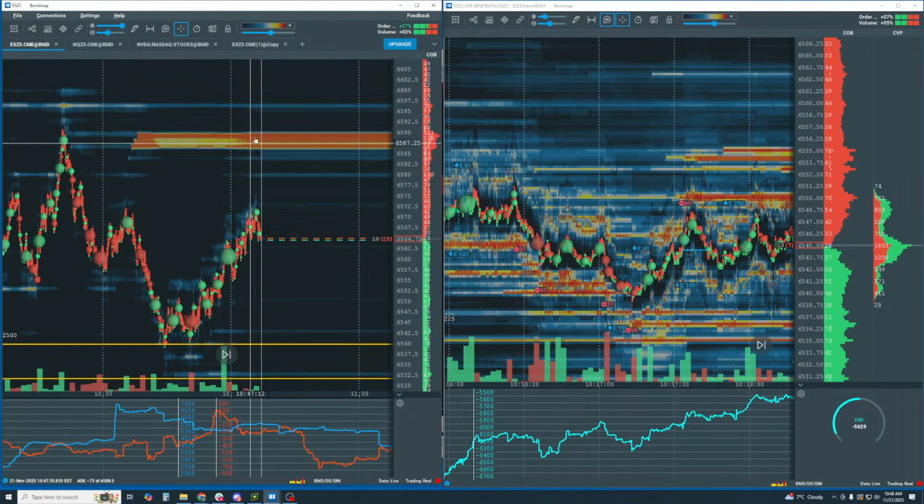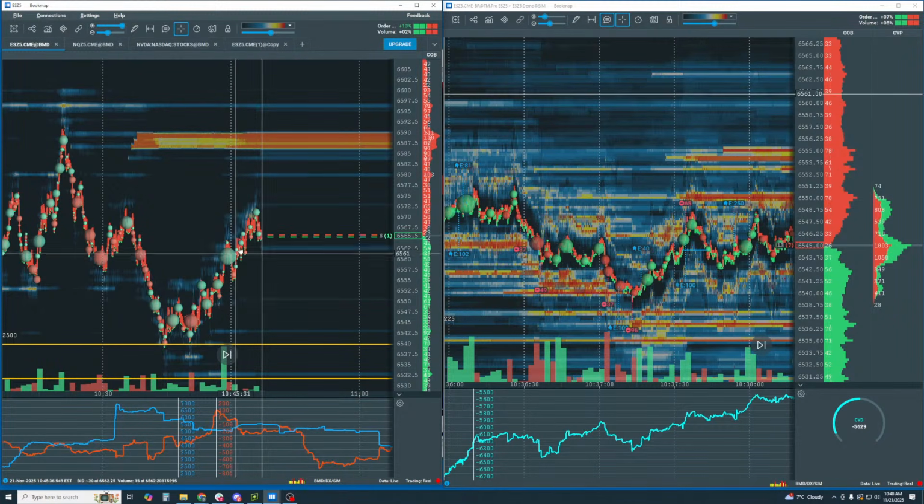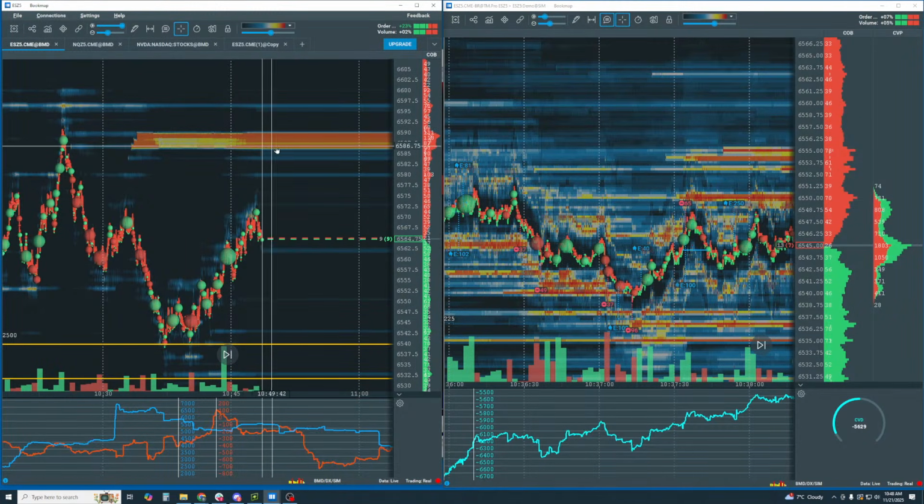This is high liquidity. Okay, so if buyers want to meet the sellers, then buyers need to come up to here.